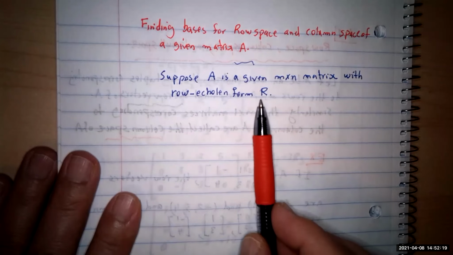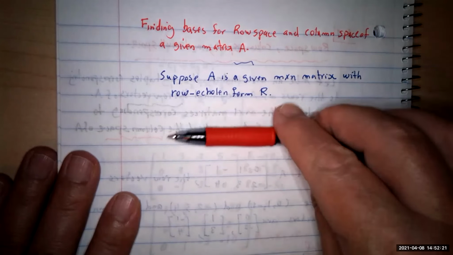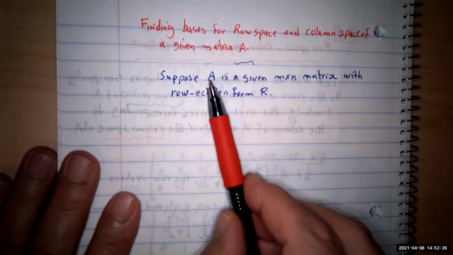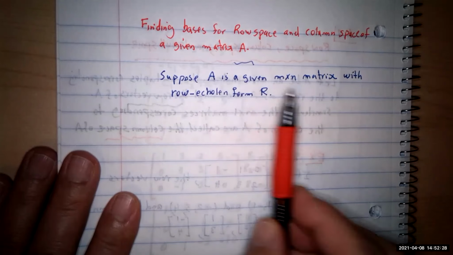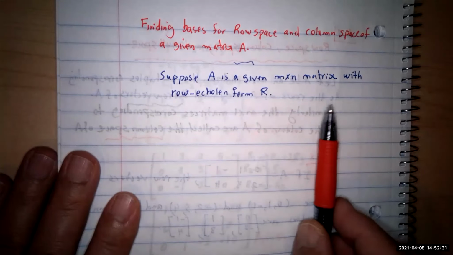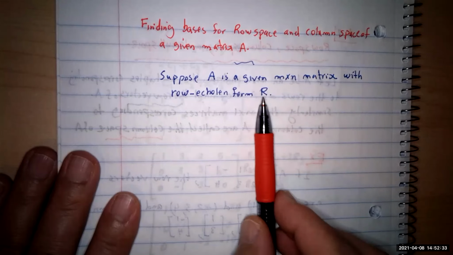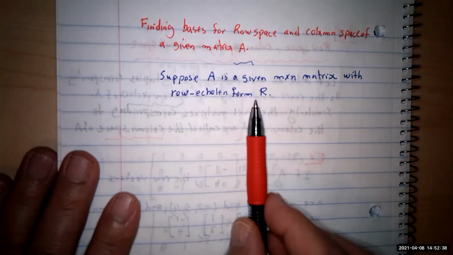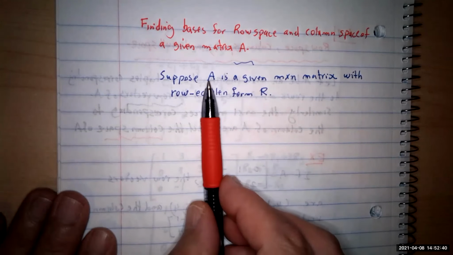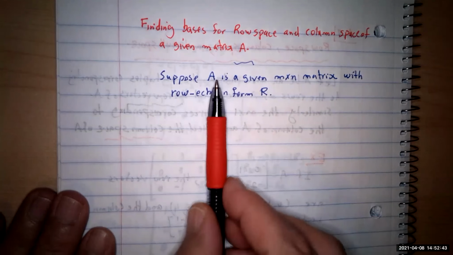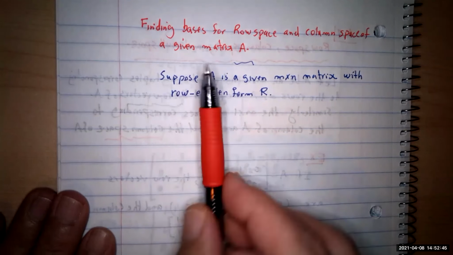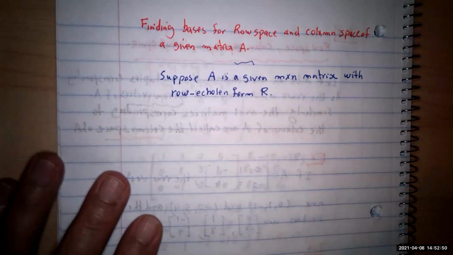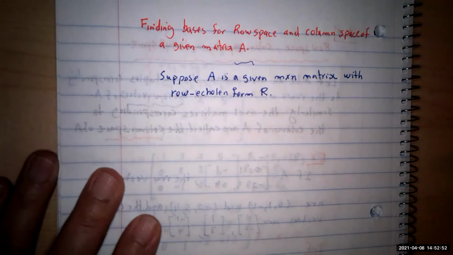So when we get to the row echelon form, the non-zero rows of R form a basis for the row space. Then you check in which columns those pivot ones are in R, and you pick the corresponding columns of A. Those are going to be the basis for the column space. Let's write it down, then I give you an example.